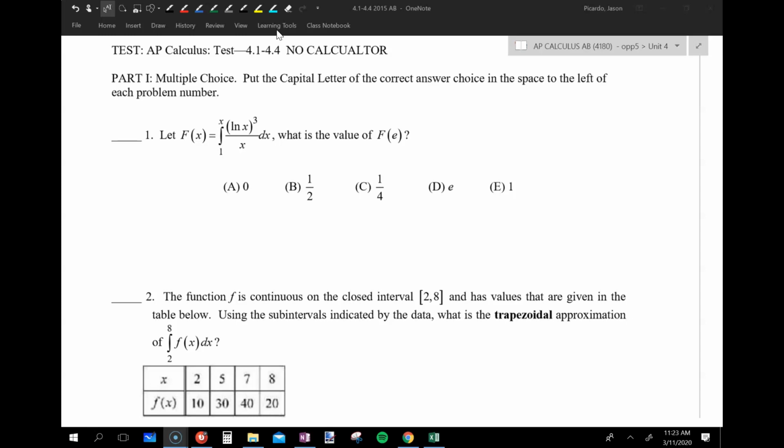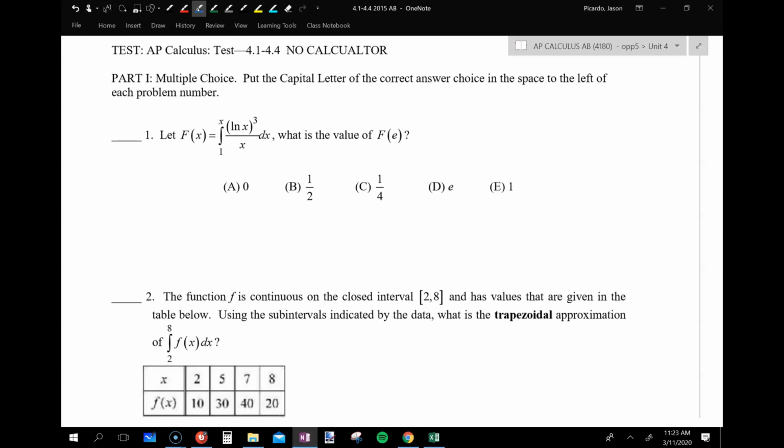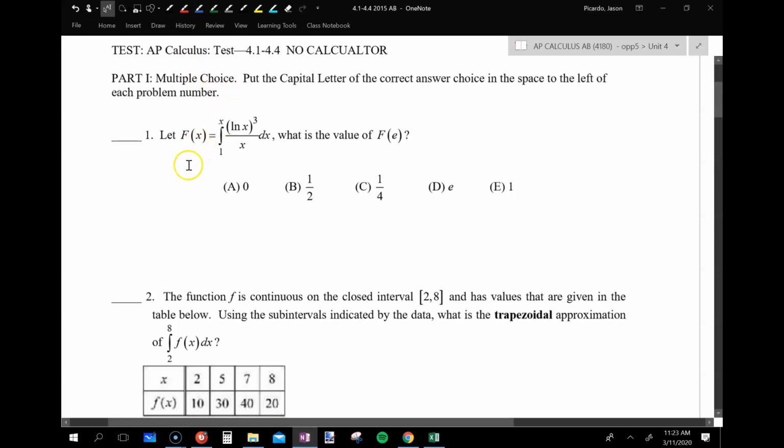go. So again, remember, as we're going through this, you're going to miss a bunch, right? You're going to get some right. You're going to miss some. So let's look for where some of those errors are, where we're making those mistakes. And part of this question is, do you understand notation? This says capital F of x equals this integral. This says, what is the value of capital F of e?